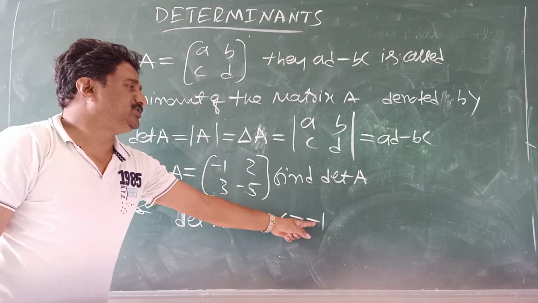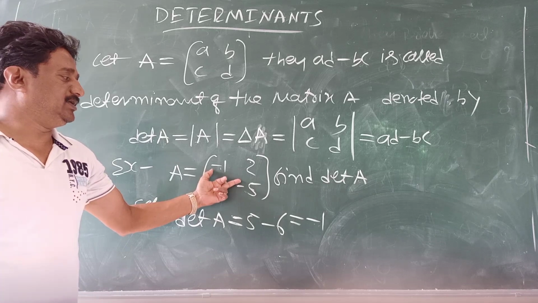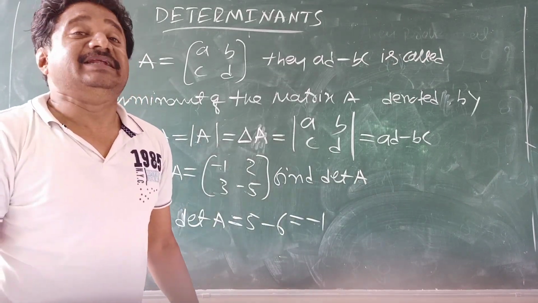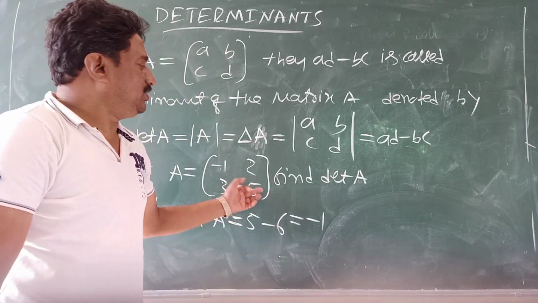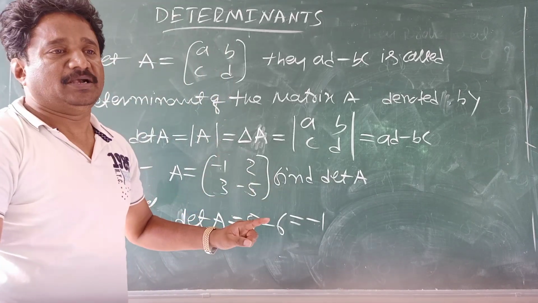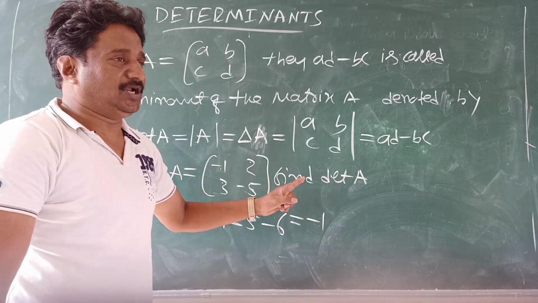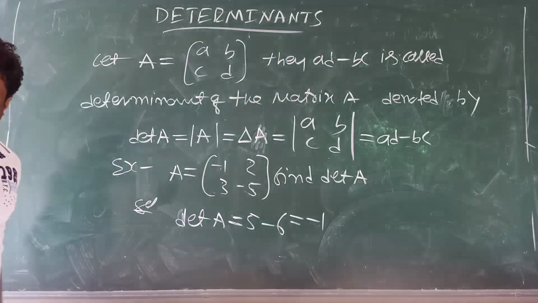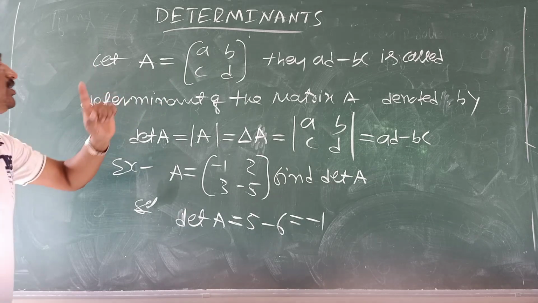This number minus 1 is called the determinant of the square matrix A. From this it is clear that a determinant is a real number. A real number related to a square matrix is called a determinant. This number is called a determinant. Now let's go for the same thing for a third order matrix.